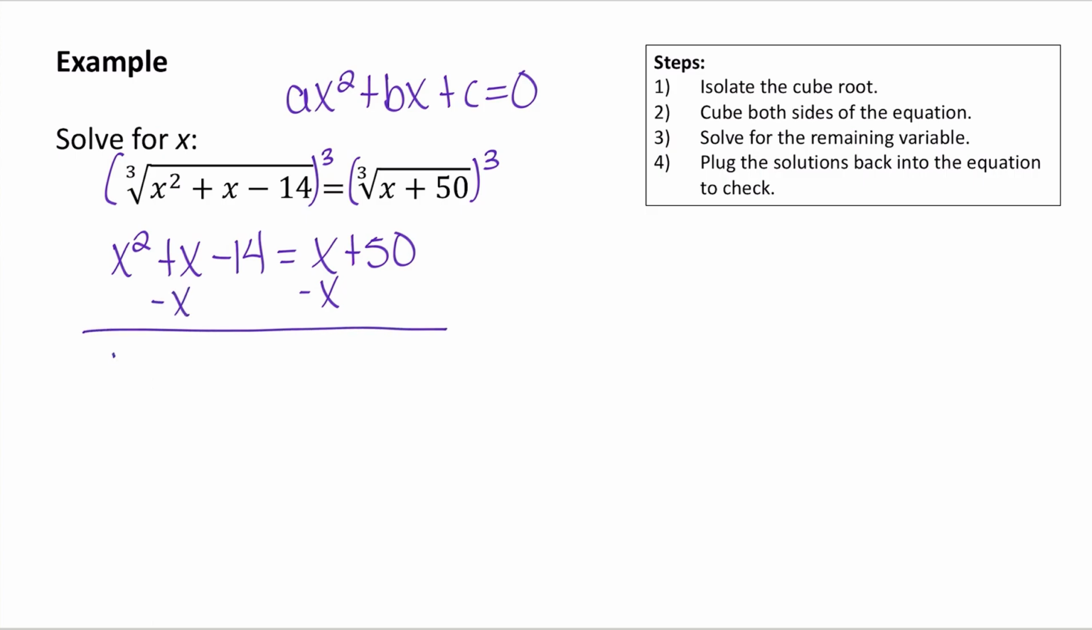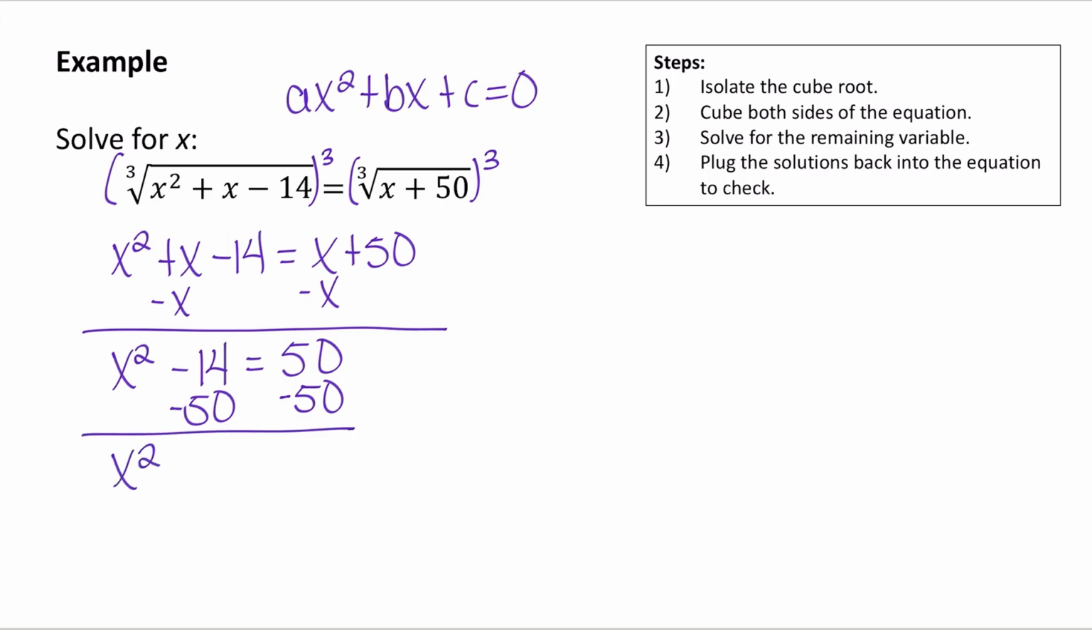When I do that, that gives me x squared minus 14 equals, and then the x and minus x cancel, so we have 50. Now I can solve by subtracting 50 from both sides. When I subtract 50 from both sides, that gives me x squared minus 64 equals 0. So now we need to work on solving the quadratic x squared minus 64 equals 0.